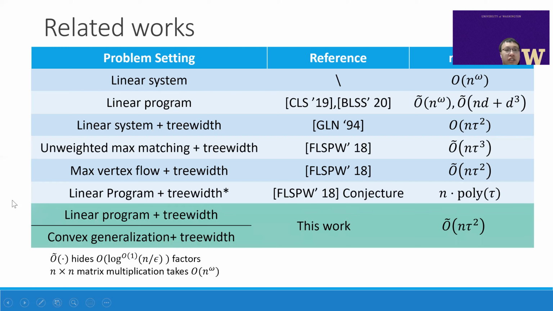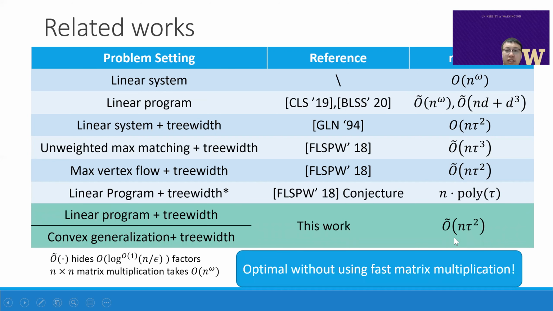In our work, we show that we can solve both linear programs and the convex generalization in O tilde n times tau square time. And we know that this runtime is optimal without using fast matrix multiplication, that is, when omega is 3, because the running time matches the time it takes to solve a linear system in the dense case.